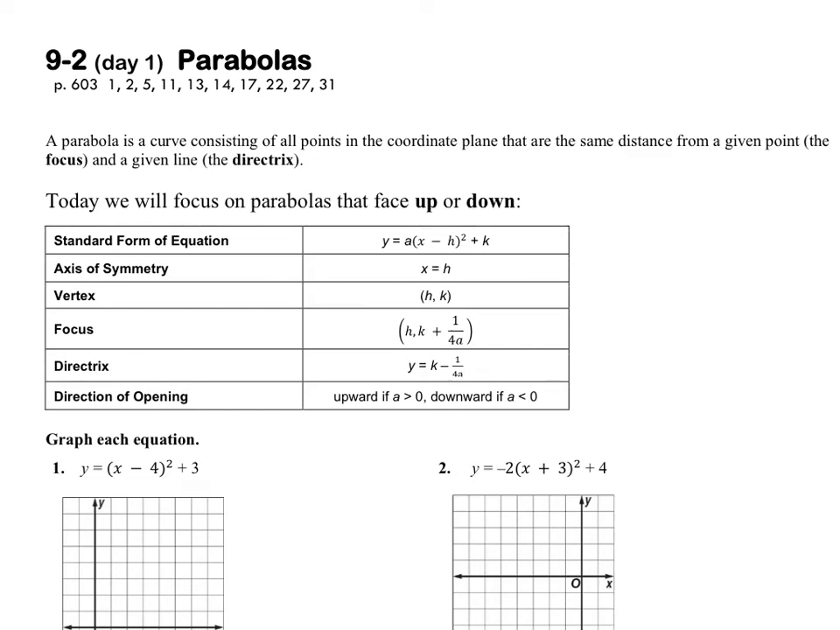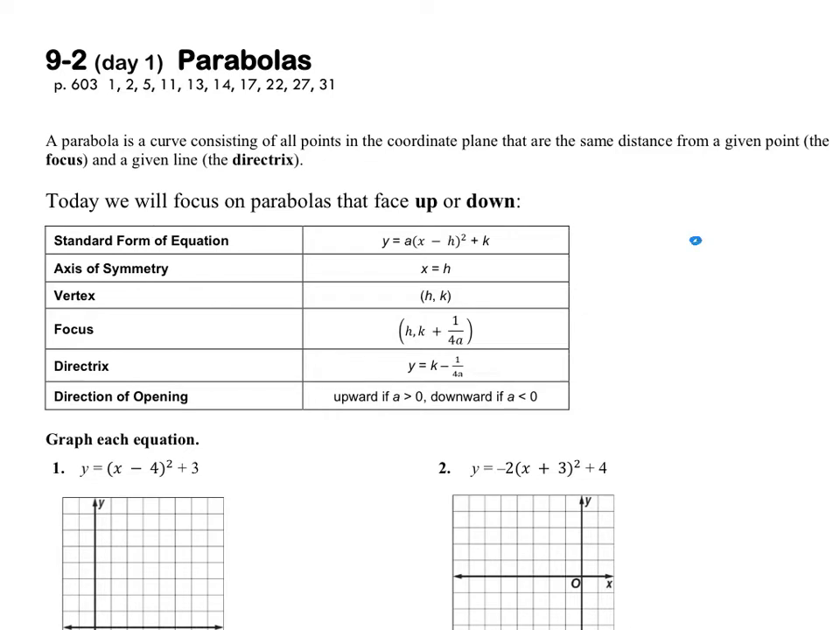Lesson 9.2 is about parabolas. So let's start with the definition of a parabola. That's the first sentence in your notes. A parabola is a curve consisting of all points in the coordinate plane that are the same distance from the focus and the directrix. The focus is a point, but the directrix is a line.